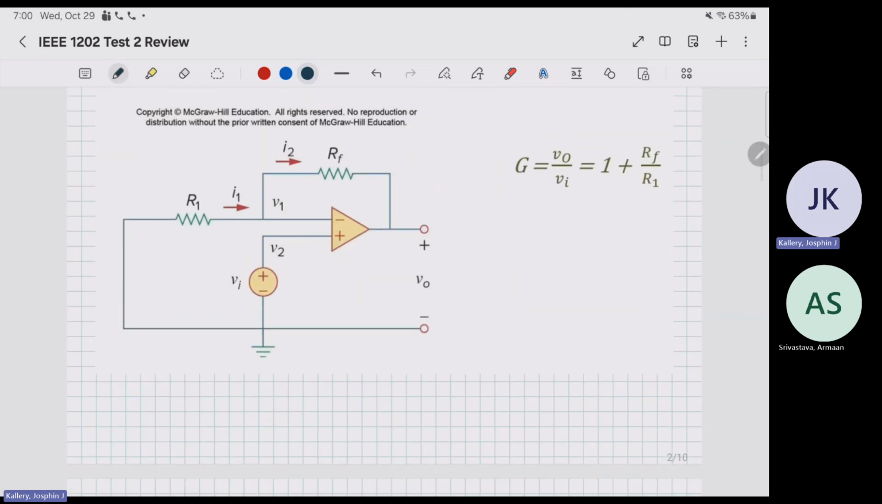With a non-inverting one, you have the input going into the non-inverting input, the one with the plus sign. Your formula for the gain would be 1 plus RF over R1. Just as a general note, gain is equal to Vout over Vin. So just remember that. But yes, 1 plus RF over R1.